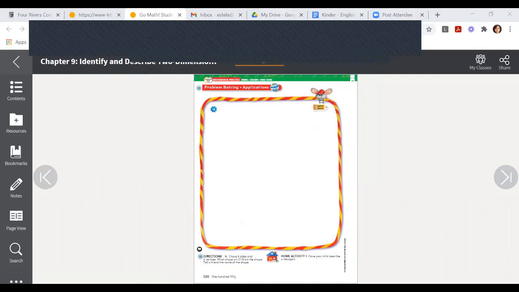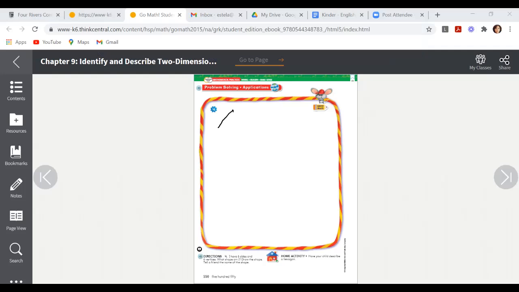Ready? Next page. Okay, we're gonna draw some shapes and you're gonna tell me what shape it is. I'm gonna draw a shape that has 3 sides. Let me see if I have it right. 3 sides and 3 vertices. And I'm gonna ask Ayla, what is the name of this shape? A triangle. How many sides does a triangle have? 3 sides. How many vertices? 3. Good job, Ayla. That's a triangle.